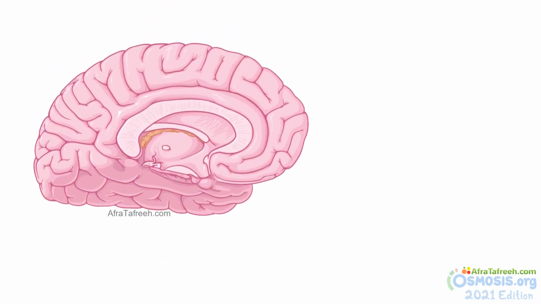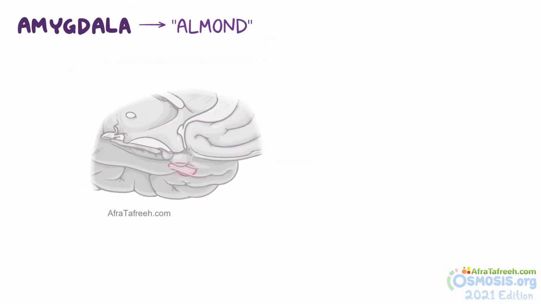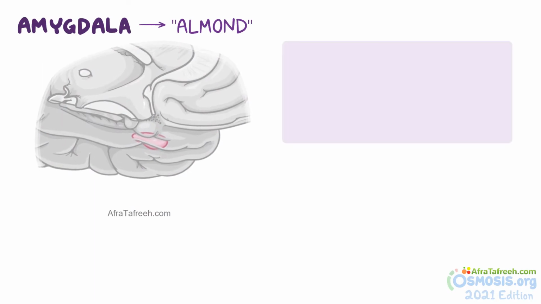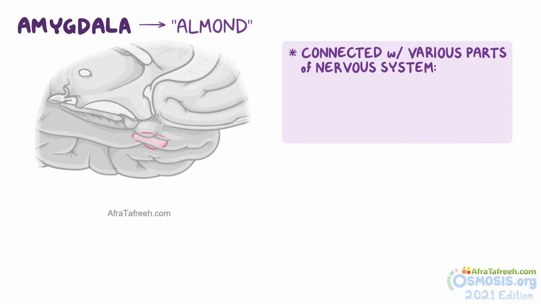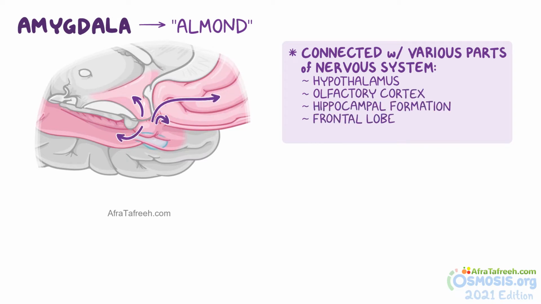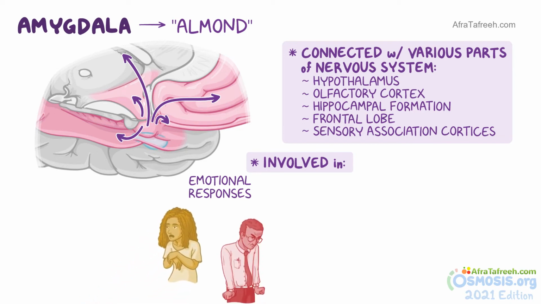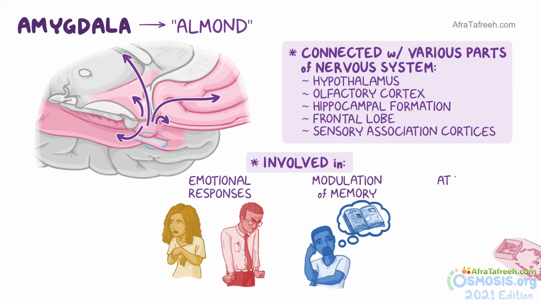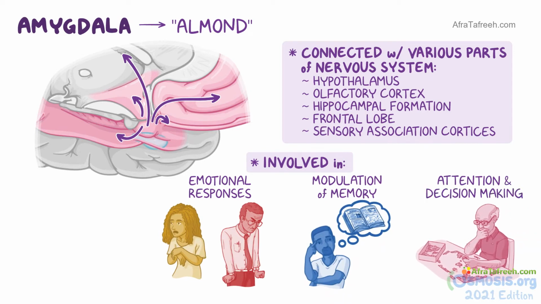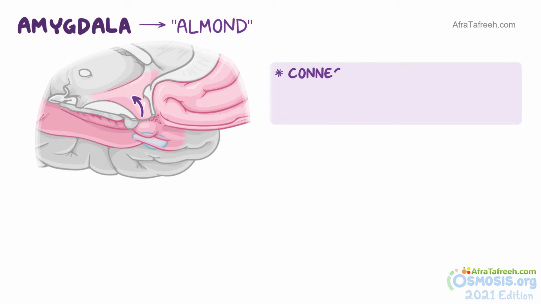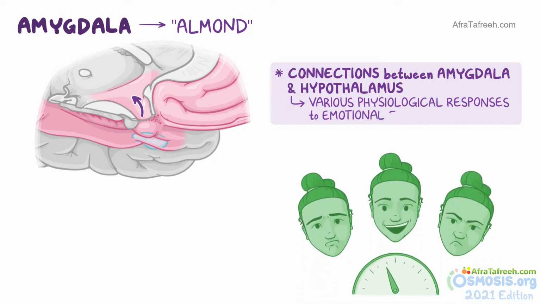Great! Now let's take a closer look at the amygdala, which means almond in Latin. The amygdala contains numerous nuclei and is connected with various parts of the nervous system, but the important connections with other limbic system structures include the hypothalamus, olfactory cortex, hippocampal formation, frontal lobe, and the sensory association cortices. Because of this, the amygdala is involved in emotional responses, especially fear, rage and aggression, modulation of memory, and influences attention and decision-making. Interestingly, the connections between the amygdala and the hypothalamus can elicit various physiological responses to emotional experiences.